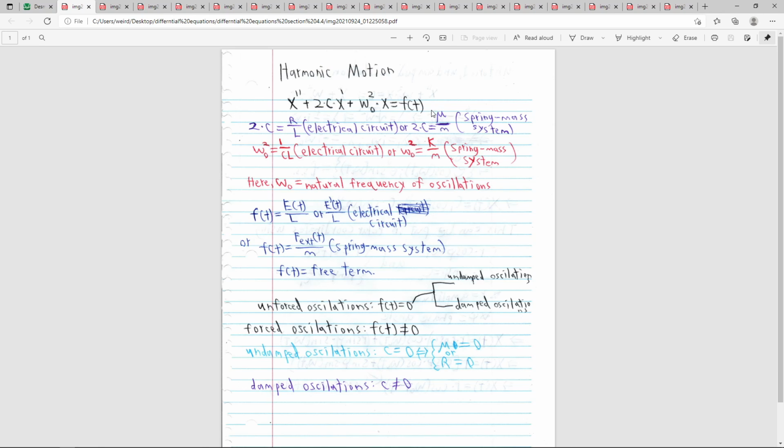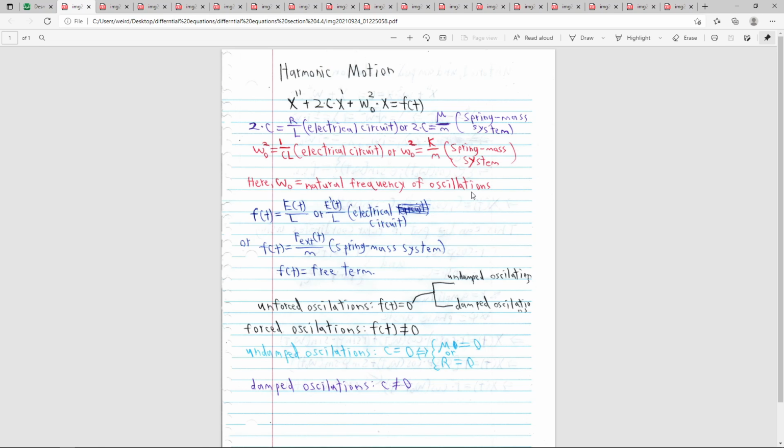And we've seen this form before with the spring, especially. Even looked at it a little bit previously. The 2c term is equal to r divided by L if it's an electrical circuit, or 2c is equal to mu over m if it's a spring mass system. And omega naught squared is equal to 1 divided by CL for an electrical circuit, or k divided by m if it's a spring mass system. Those things should be familiar by this point.